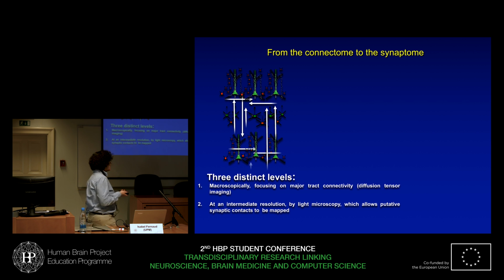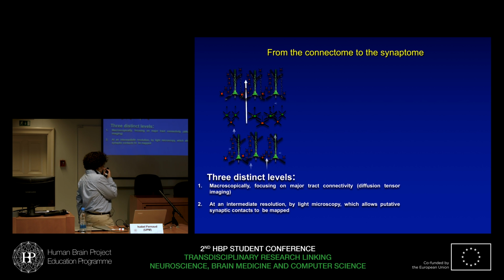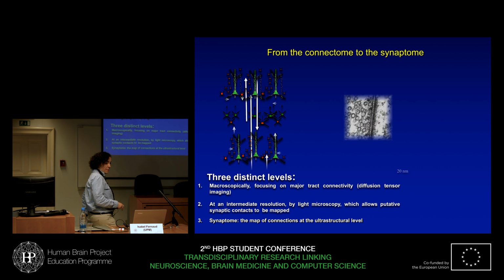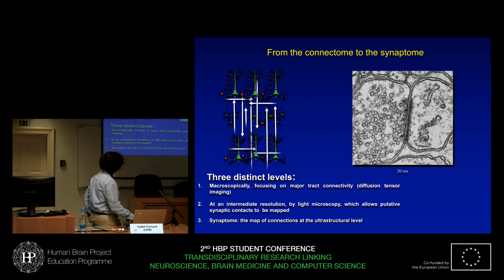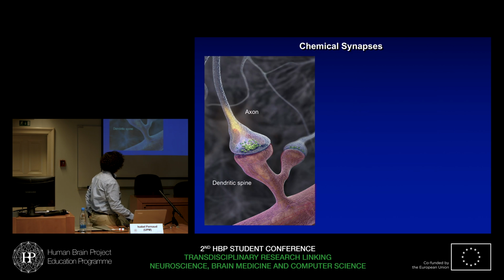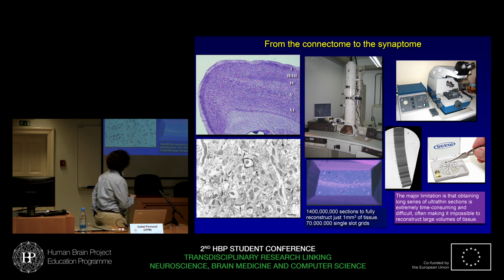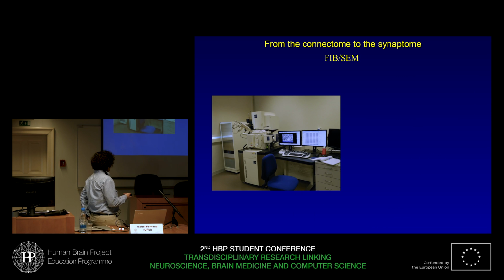So why is this important? This is important because what we want to know at the end is the connections of the spine. And I think I've been too slow, so I'm going faster to talk to you about the electron microscopy and the FIB-SEM, and why the synapse is important, because this is the way you have the transmission of information. If you want to study synapses, you have to go to electron microscopy because you have this relation between goal, scale, and resolution. With traditional electron microscopy, you are very slow in your work.